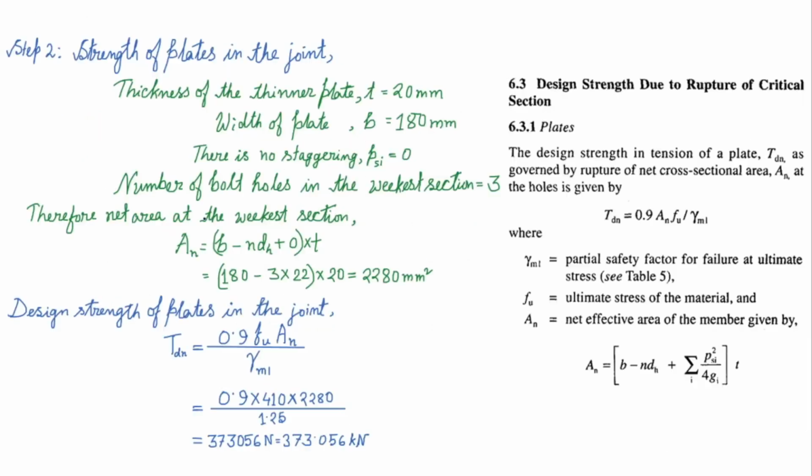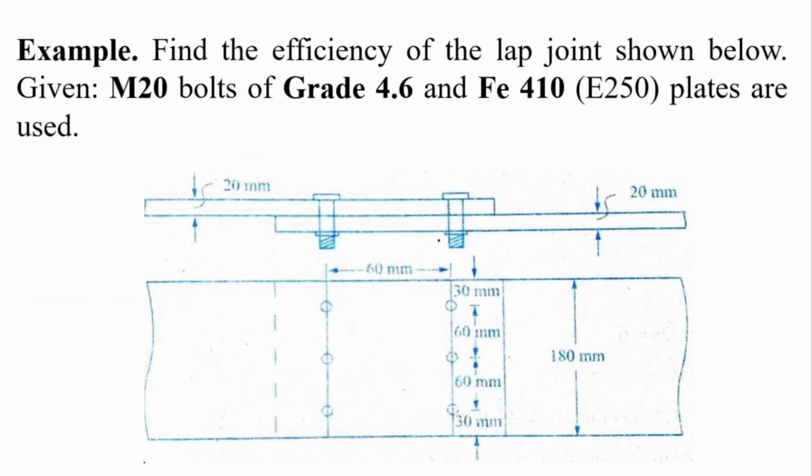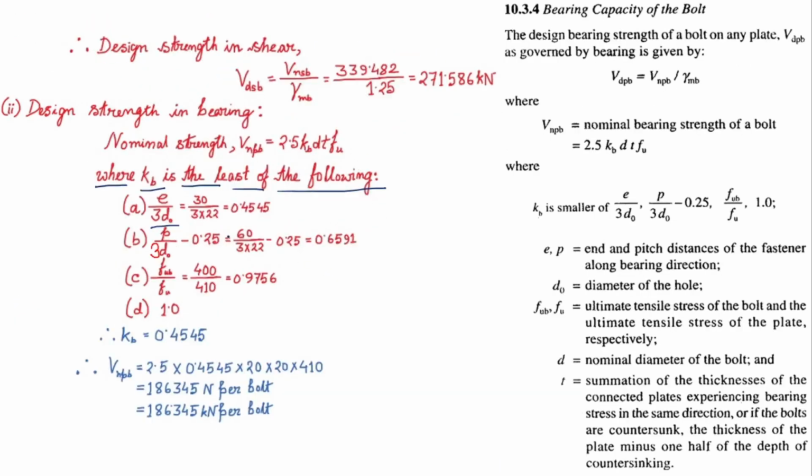In this given question, our edge distance is 30 mm. So e is taken as 30 divided by 3 into d0. d0 is the diameter of the hole. So it comes out as 0.4545.